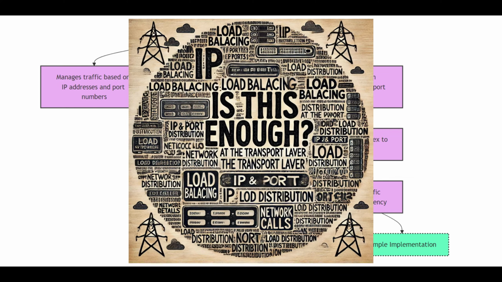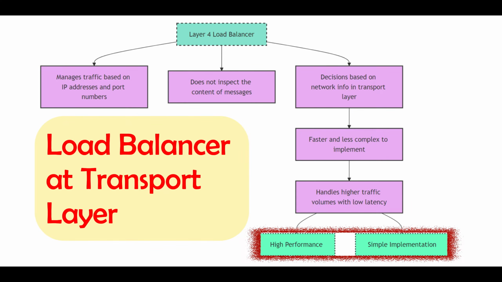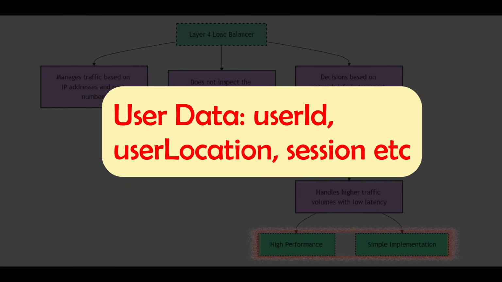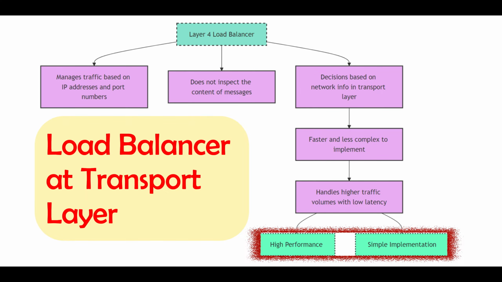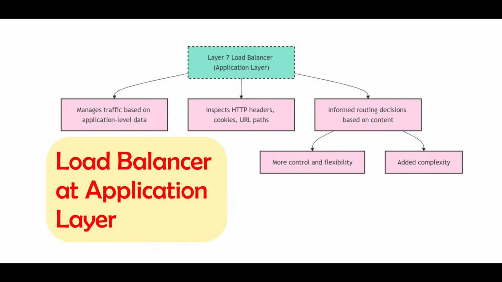In real world scenarios, we may need to distribute the traffic based on user data like user ID, location of the user, etc. And because a load balancer at layer 4 cannot make decisions based on such data, that makes it more rigid with less control and less flexibility. So to have more control and flexibility, load balancers are also placed at layer 7, which is the application layer.